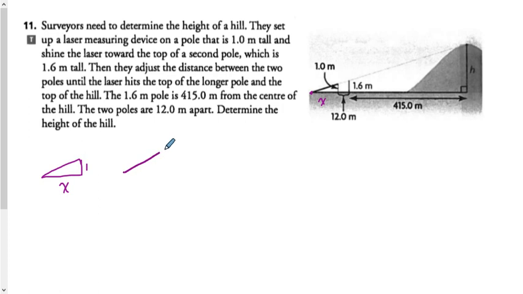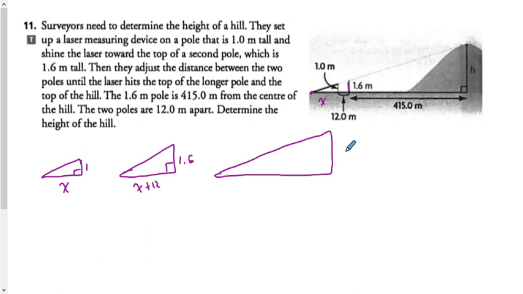Then I've got a slightly bigger triangle, and this is the one that has the bar that's 1.6 meters high. So this distance here is going to be x plus 12. It's that extra 12 meters plus the x. And then I've got a really big triangle, like this. And we know that it's got a height of h. That's something we don't know.